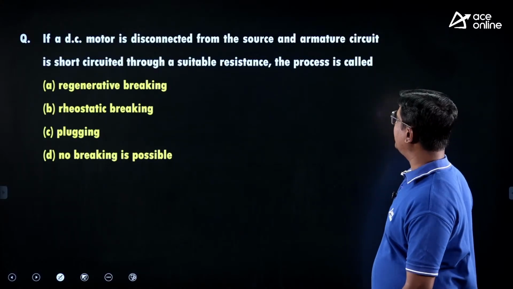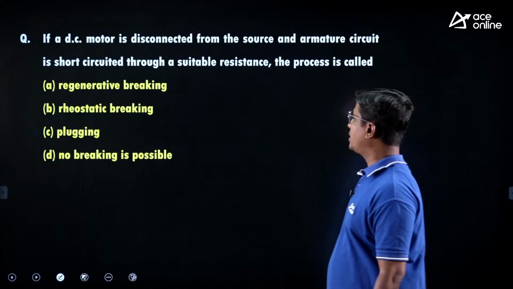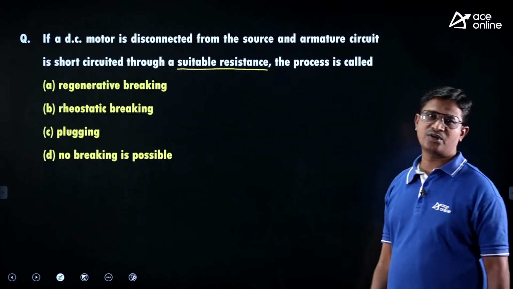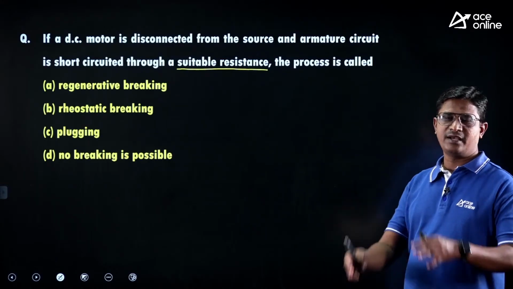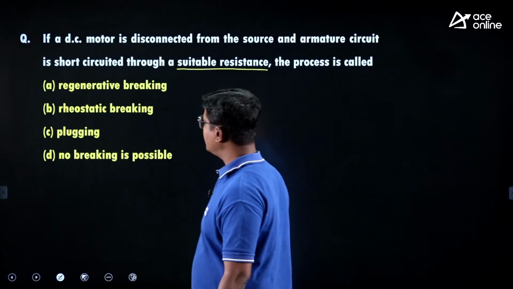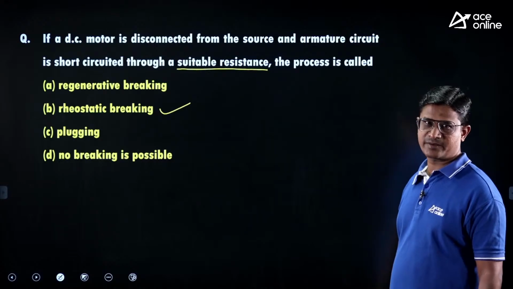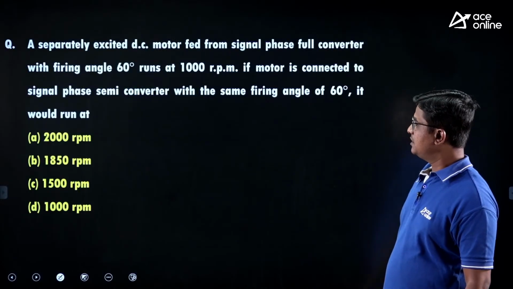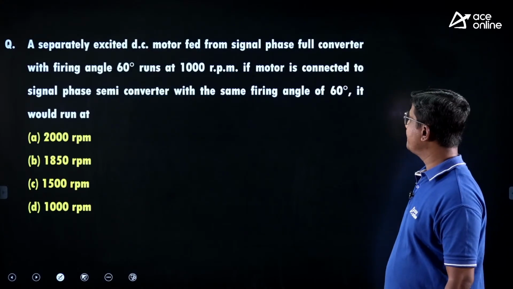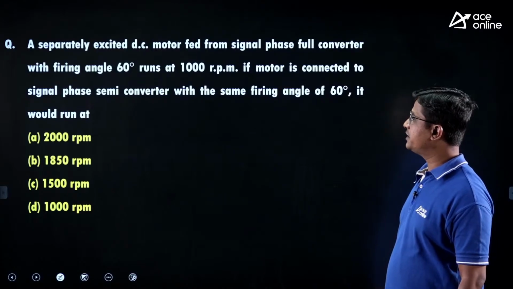The DC motor is disconnected from the source and the armature circuit is short circuited through a suitable resistance. Suitable resistance means the motor is disconnected from the supply and connected across a resistance. So if it is connected across a resistance, what is the type? It is rheostatic braking, right? Rheostatic braking.